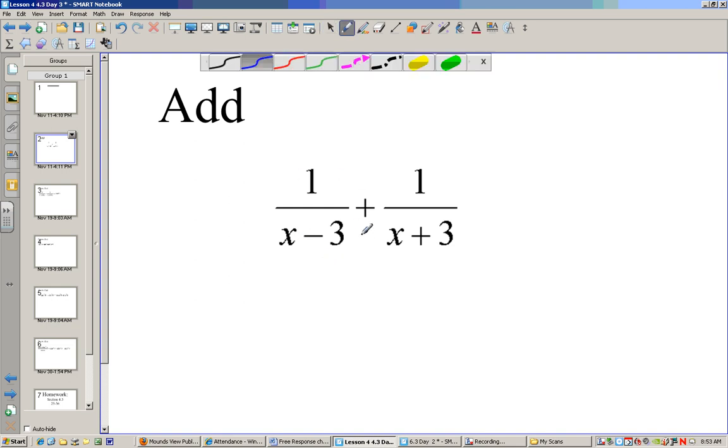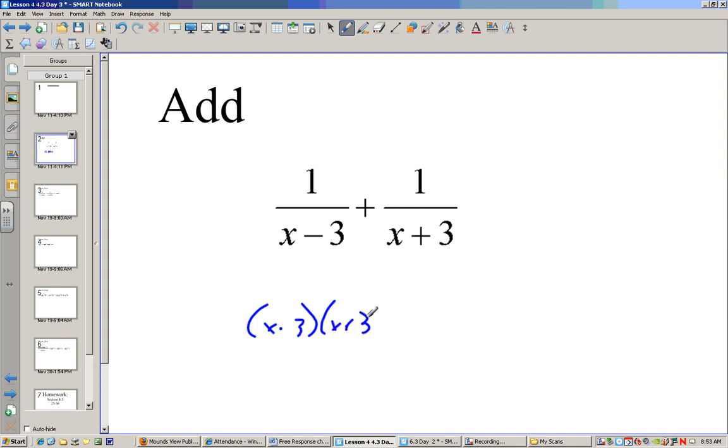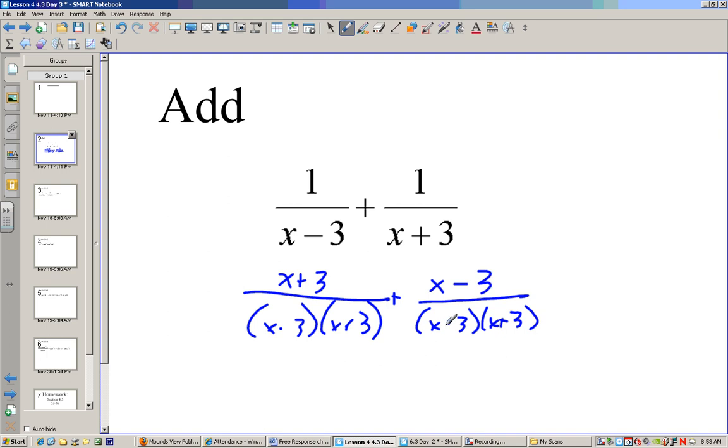So we have 1 over x minus 3 plus 1 over x plus 3. If I want to combine these together, first thing I need is a common denominator, which is going to be x minus 3 times x plus 3. If I multiply this denominator by x plus 3, I have to multiply the numerator by x plus 3. If I multiply this denominator by x minus 3, I have to multiply this numerator by x minus 3.